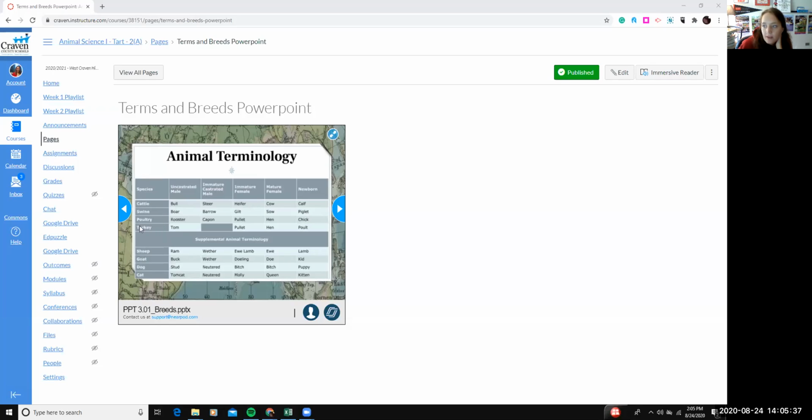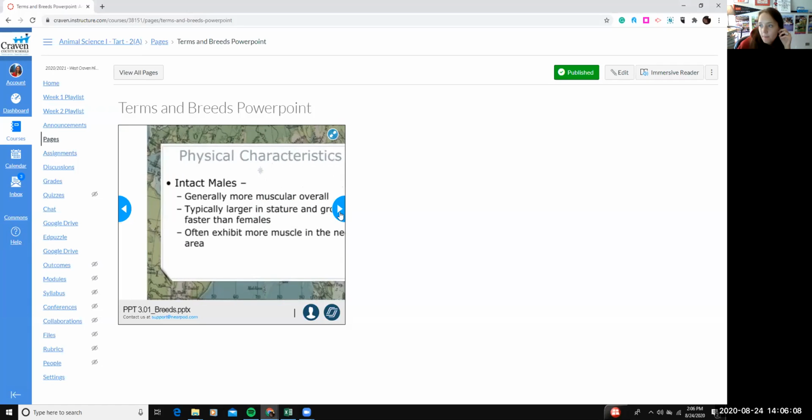All right, and then we have the turkeys. The uncastrated male is a tom. Immature female is a pullet. Mature female is a hen, and then a newborn is called a poult for turkeys. So then it goes on down to sheep, goats, dogs, and cats. We don't go over those quite as much, but it is always important for you to know them, and if you take animal science too, it will be very important for you to know those.